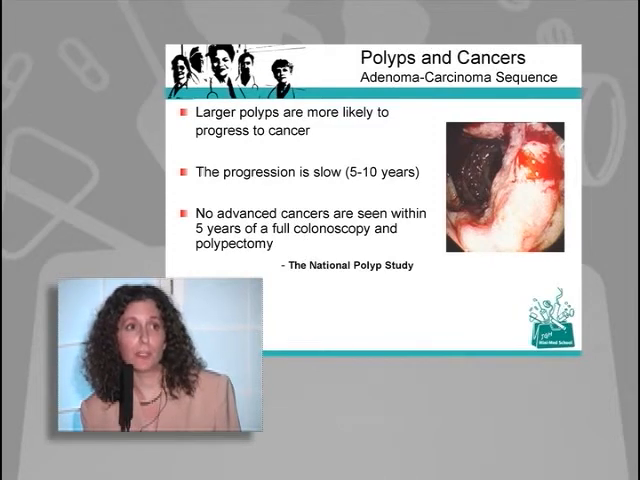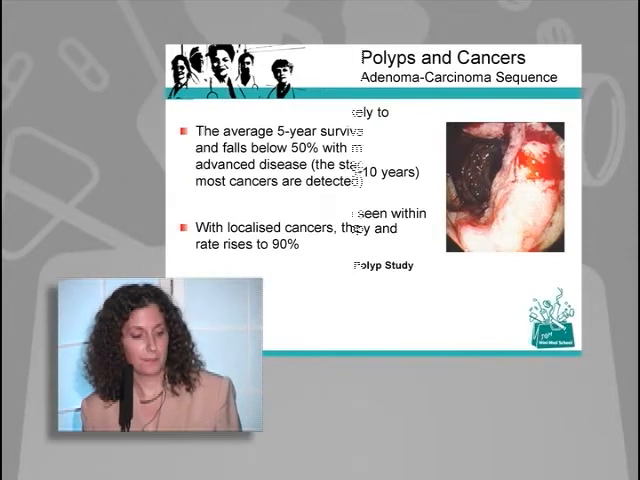So you would think that if you eliminate the polyp, then you eliminate the risk of the cancer, and that is true. That's exactly what this big study, the National Polyp Study, has proven. It was a study that included over 2,000 patients that I'll mention again throughout the talk. Essentially, it showed that once you've completed a full polypectomy during colonoscopy and removed all the polyps seen, you will not see any advanced cancers in the next 5 years.